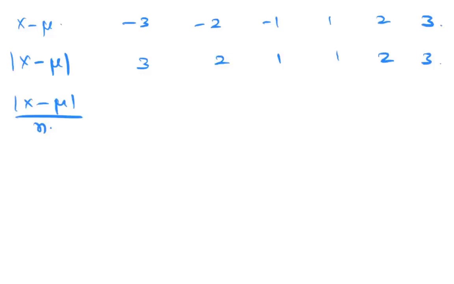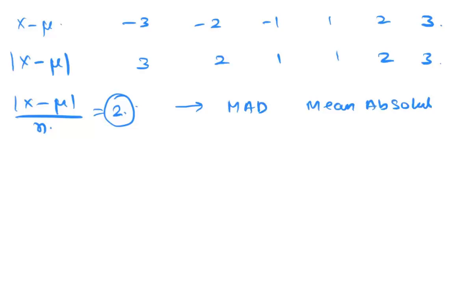So we say that 3 plus 3, 6, 2 plus 2, 4. So that's 10 plus 2, 12. 12 by 6 is 2. So on an average, people are different by 2 units. So the average, so now what we say is, now this term is called MAD. Mean absolute deviation.